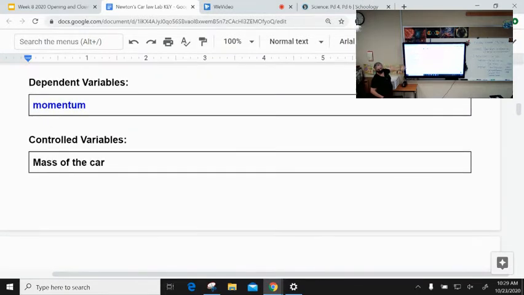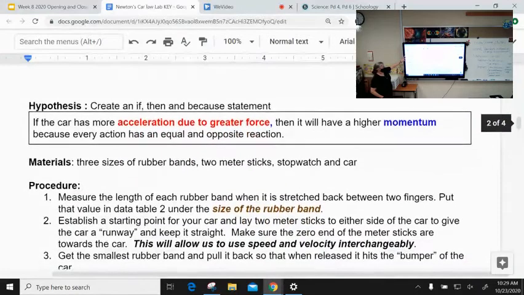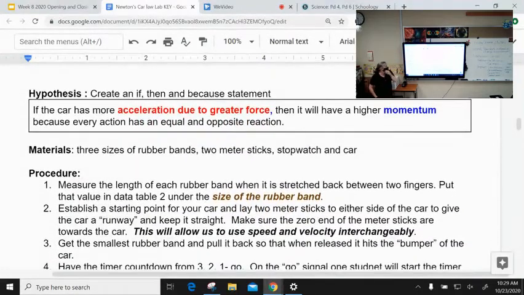Hayden? Okay. So here's the last piece that I'm going to have you guys fill out together. So if the car has more acceleration due to a greater force, then it will have a higher momentum because every action has an equal and opposite reaction. So you pull the rubber band to the left, the car moves to the right. You pull the rubber band far back to the left, the car should move far to the right.